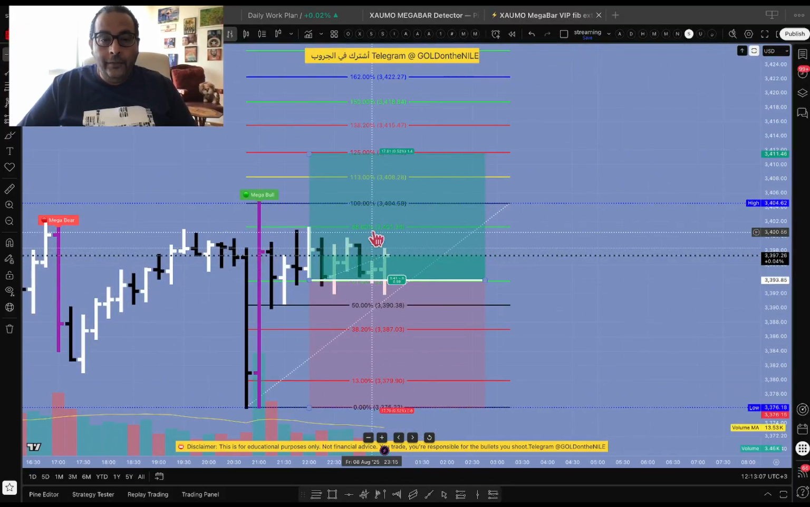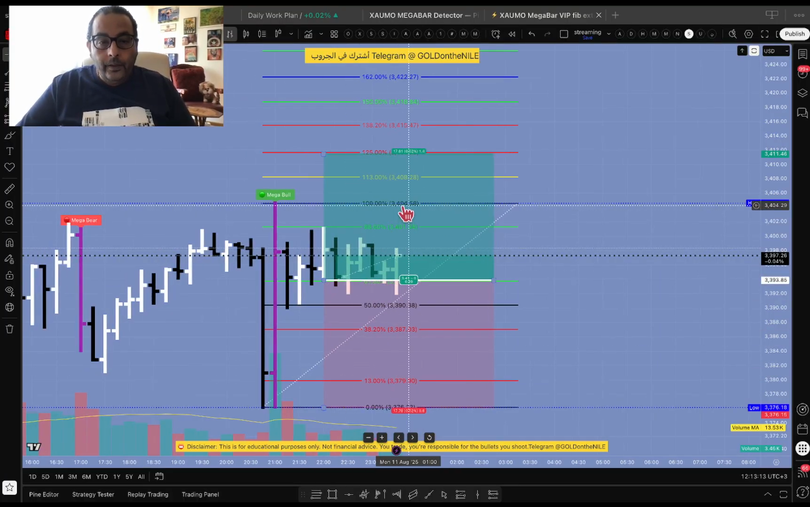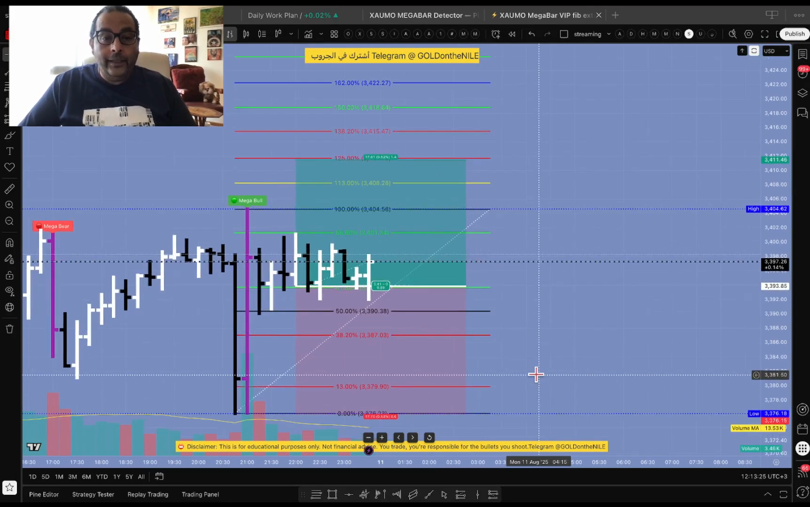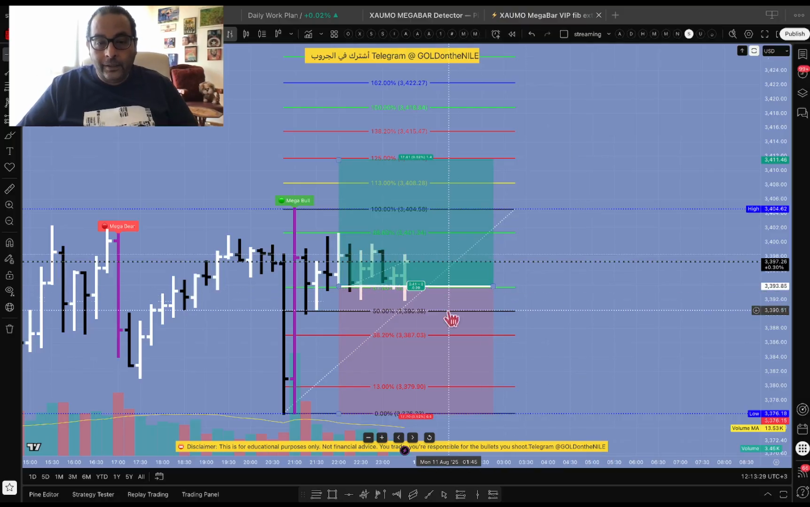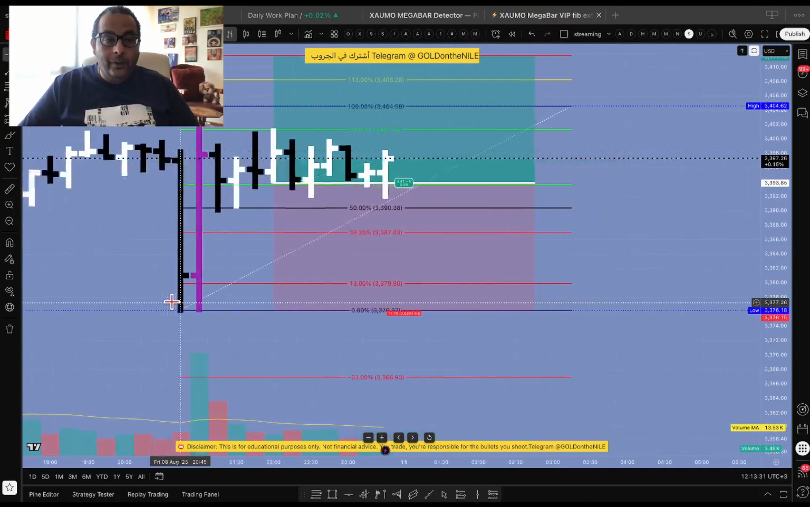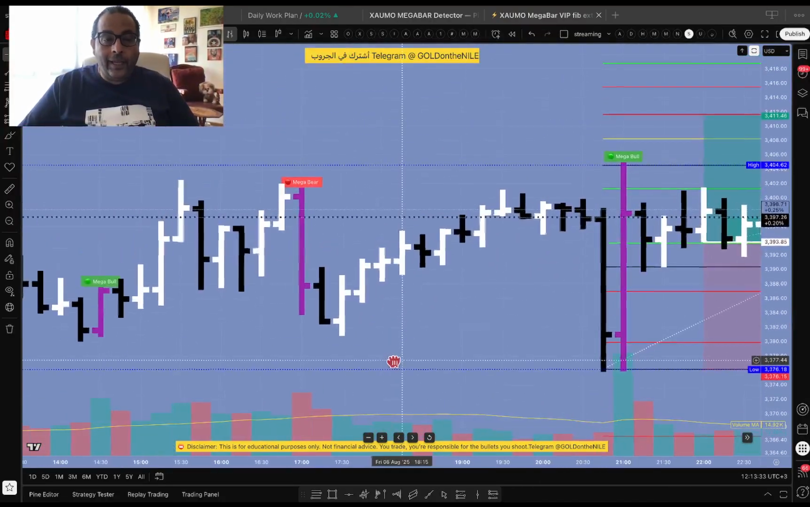You enter here. If you enter at 88.6, you make your stop loss at 13. If you enter at 100, you make your stop loss at 50. If you enter at 61 or 62, you make your stop loss at zero. And this is the trade for the next day, for Monday. This is how the market sees it. And this is the mega bar. Let's go for some other examples.